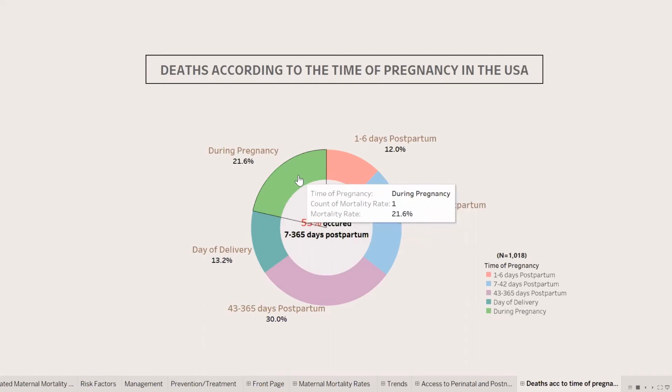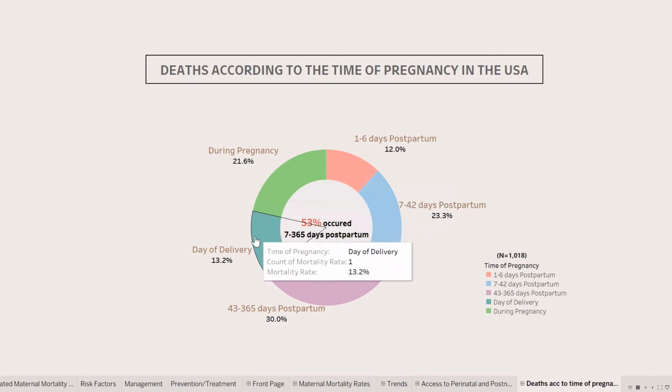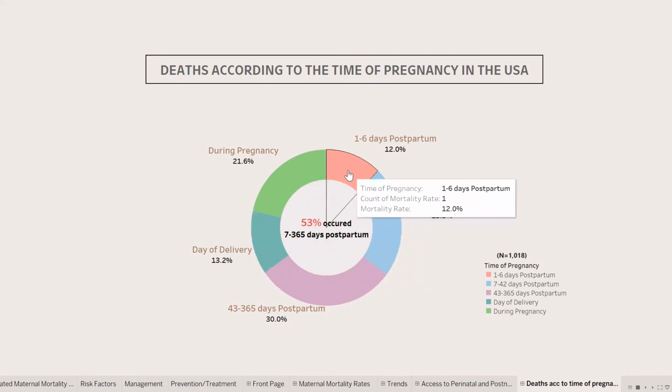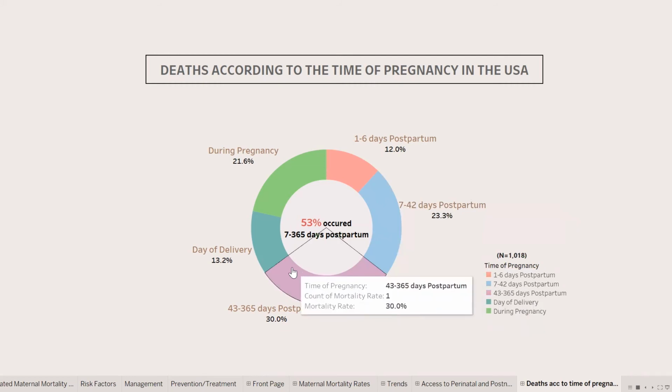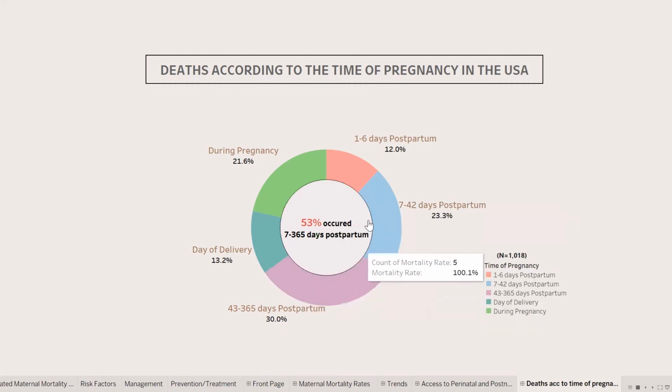As we can see over here, approximately 22% of the deaths occur during pregnancy, 25% occur on the day of delivery or within a week after delivery, and 53% of pregnancy-related deaths, that is more than half, occurred 1 week to 1 year postpartum.